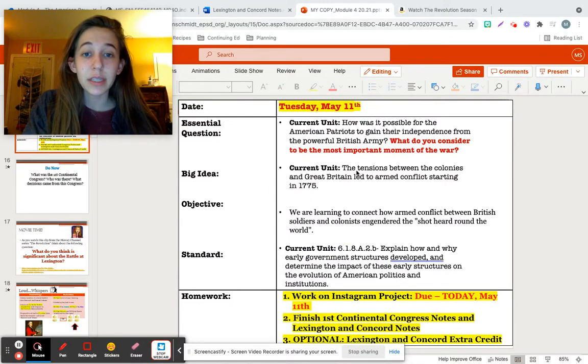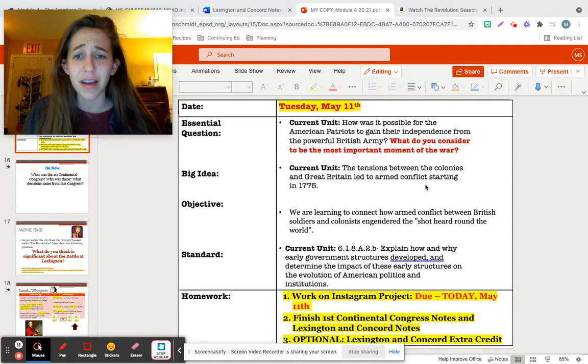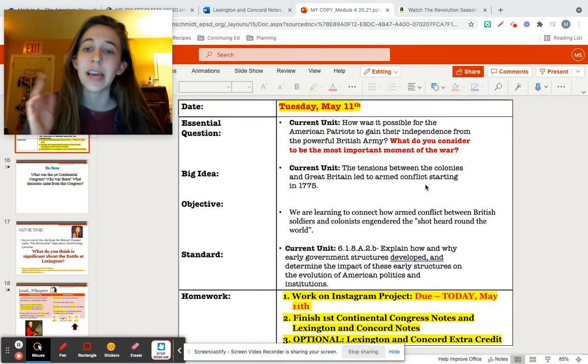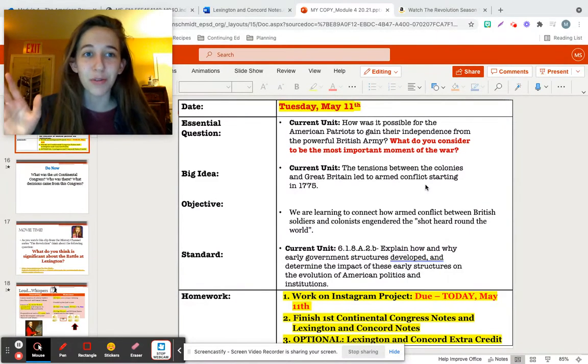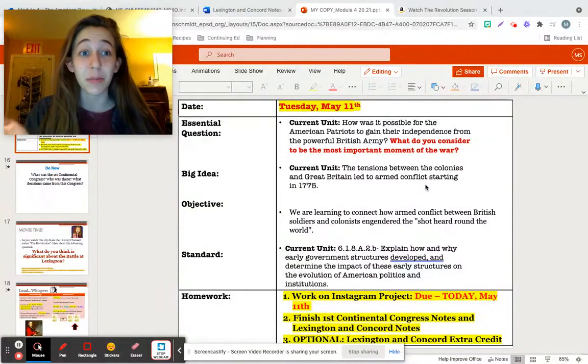Our current unit big idea is that the tensions between the colonies and Great Britain led to armed conflict starting in 1775. And our objective for today is we are learning to connect how armed conflict between British soldiers and colonists engendered, which just means started or caused, the shot heard round the world. That's kind of like a catchphrase that talks about the battles of Lexington and Concord, which is what we're talking about today.